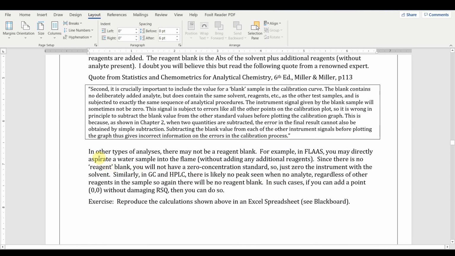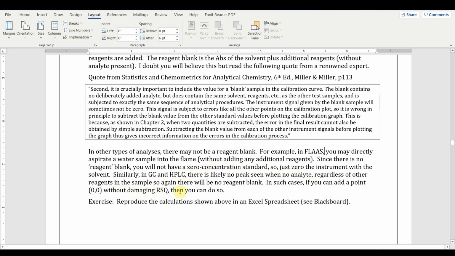In other types of analysis, there may not be a reagent blank. For example, in flame atomic absorption, you may directly aspirate a water sample into the flame without adding any additional reagents. In such a case, there is no reagent blank, and so you will not have a zero concentration standard, just zero the instrument with the solvent. Similarly, in GC and HPLC, there is likely no peak seen when no analyte is present, regardless of other reagents in the sample. And so again, there will be no reagent blank.